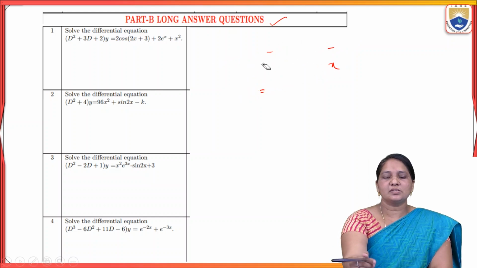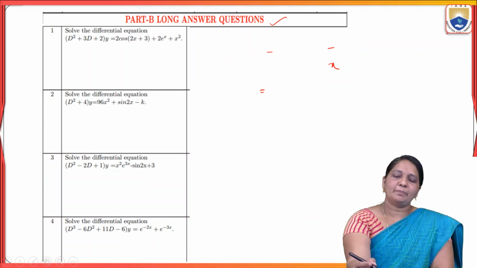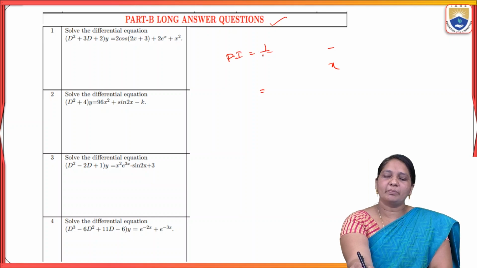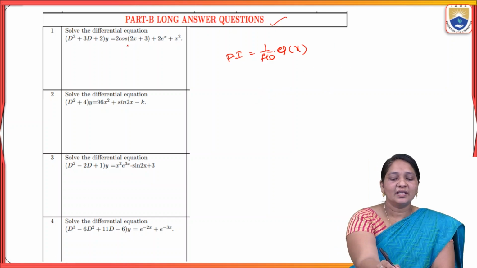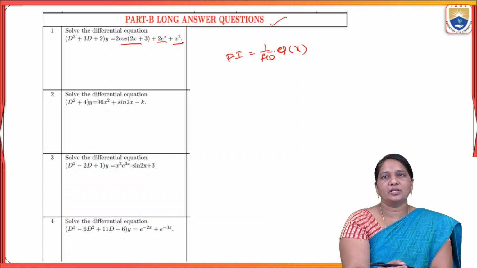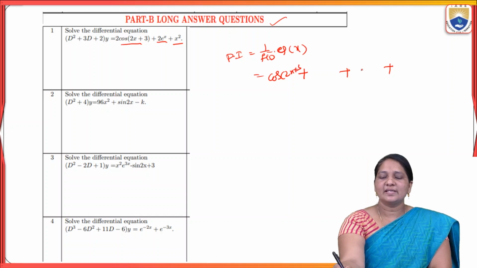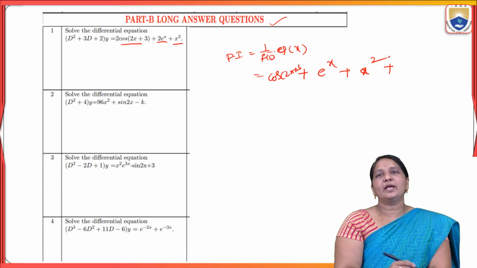We can see this particular integral equal to 1 by f of D into Q of x value. So here Q of x value we are having 3 terms: 1, 2 and 3. So we have to split this one. So first term and second term and third term. In the first term we are having cos of 2x plus 3. Second term we are having e power x. And third term we are having the x square.